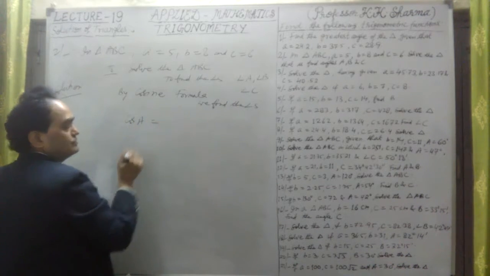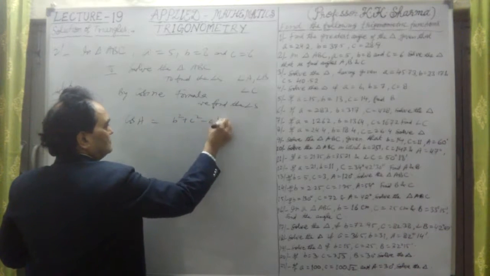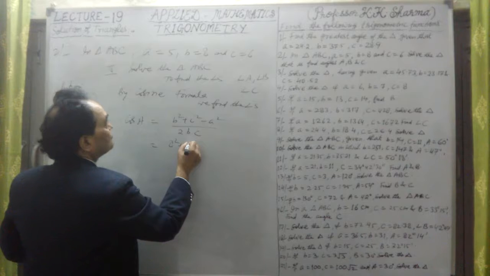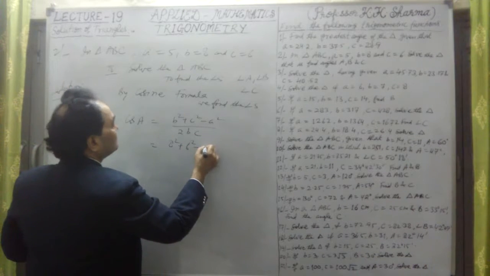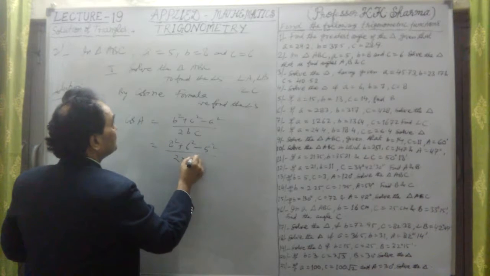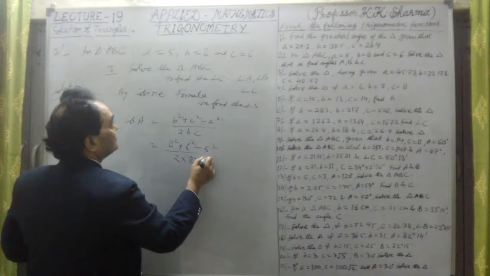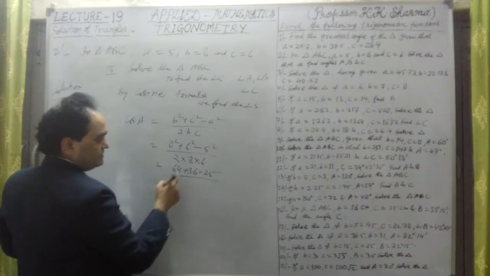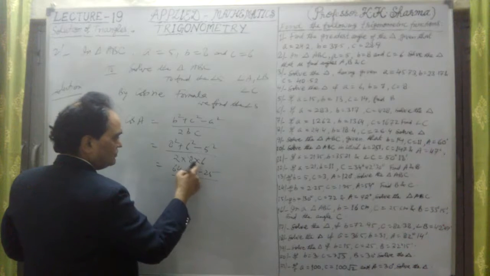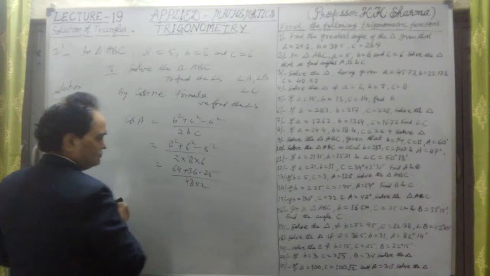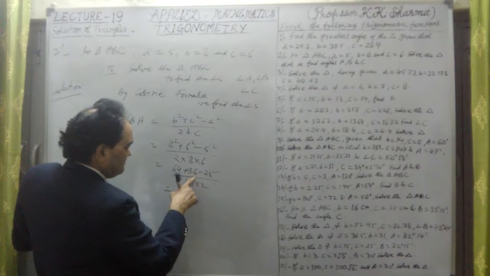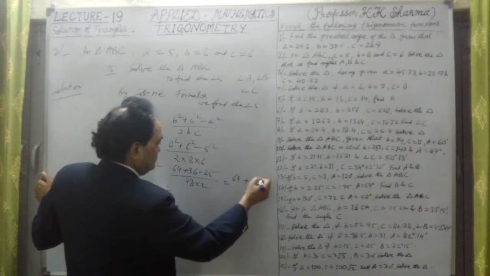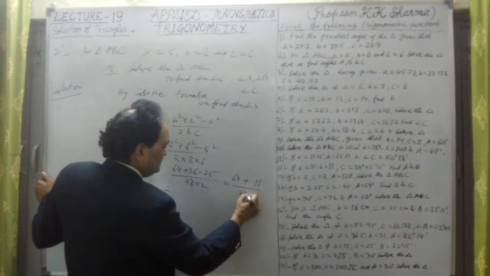Cos A is what? B square plus C square minus A square divided by twice BC. Let me just calculate. B square is 8 square, C square is 6 square, minus 5 square, divided by twice B into C. B is 8 here, into C is 6. So 64 plus 36 minus 25 divided by 48 into 2. Let me take 64 plus 6 minus 5, this is 11 here, divided by 48 into 2.